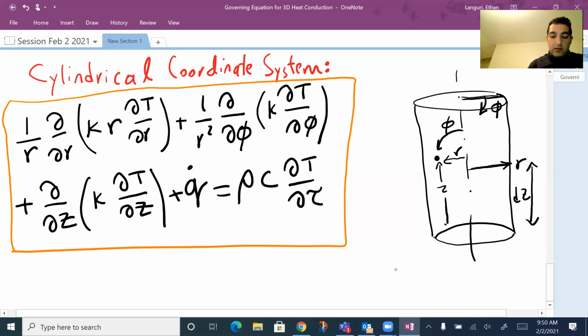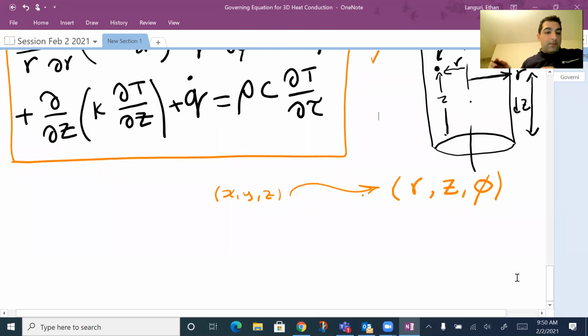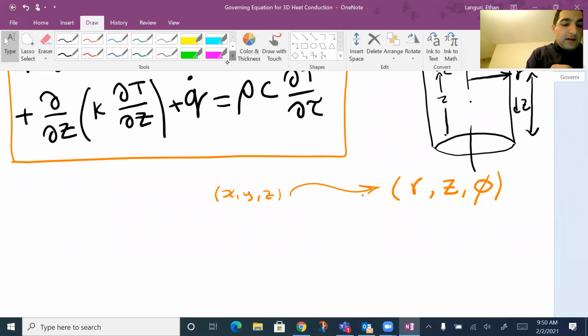Remember here we had r, z, and phi as our variables. In the Cartesian coordinate system, we had x, y, and z. Now we have them in the form of r, z, and phi, and you'll see del T over del r, del T over del phi, del T over del z. So r, phi, and z are our variables here. This is our governing equation that we can use for the cylindrical coordinate system.